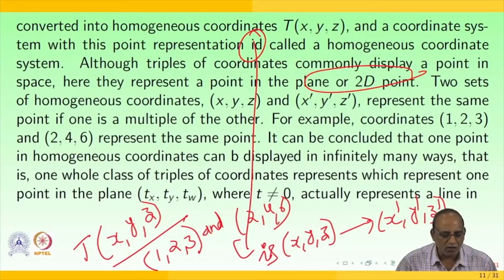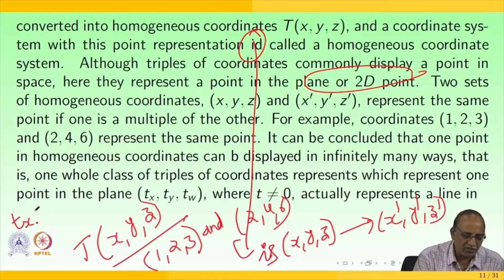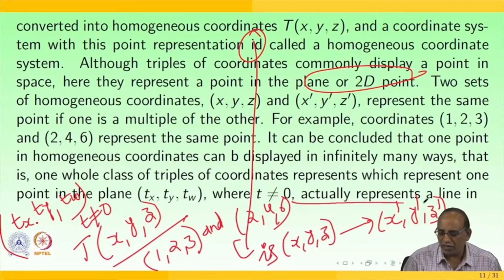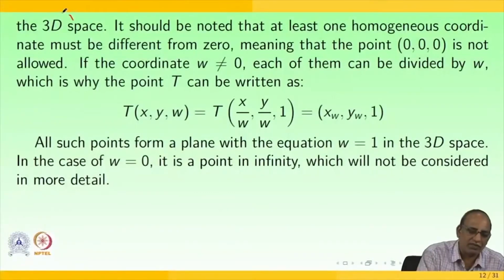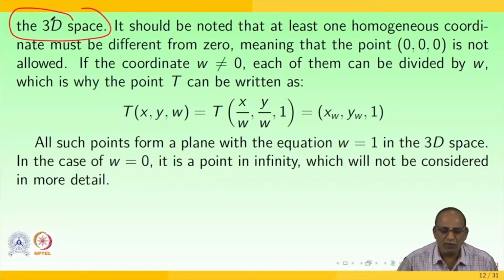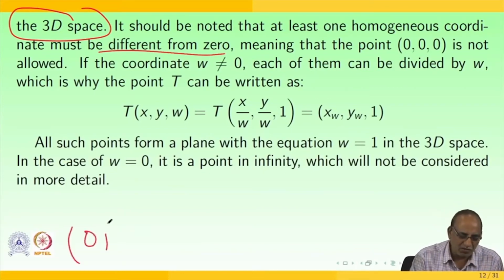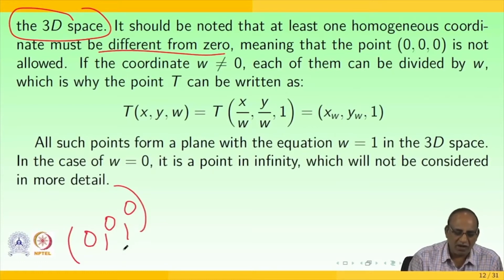That is, one whole class of triples of coordinates represents one point, that is T of (tx, ty, tw), where T is not equal to 0, actually represents a line in 3D space. It should be noted that at least one homogeneous coordinate must be different from 0, meaning that the point (0, 0, 0) is not allowed.